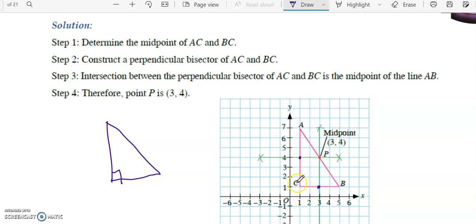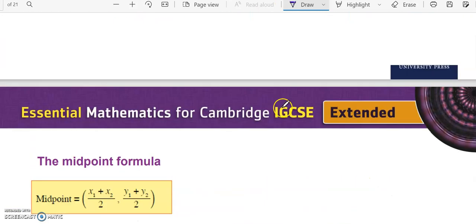So yang ni you just make a line that located in the middle of AC and BC, and then step 3 is the intersection between the perpendicular bisector, the line that you draw just now. Perpendicular bisector of AC and BC is the midpoint of the line AB. So this is the midpoint of AB. So therefore the point of P, the midpoint is 3, 4. Okay, so that is for the first method.